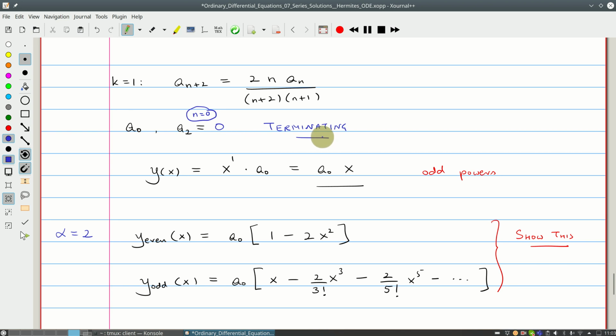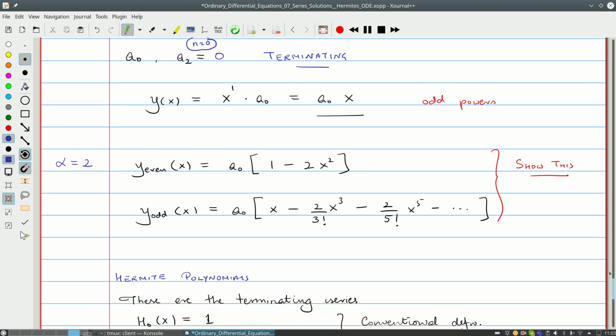This is the terminating series, which is given by y_n equal to x to the 1, k is 1, that's where the 1 comes from, times a naught. And here we have got odd powers of x. And in the same way, you can go on for alpha as 2. You will have an even series. I've now labeled them as an even series and an odd series according to the powers of x. The even series will be a terminating one, a naught times 1 minus 2x squared, and the odd one in this case is non-terminating.